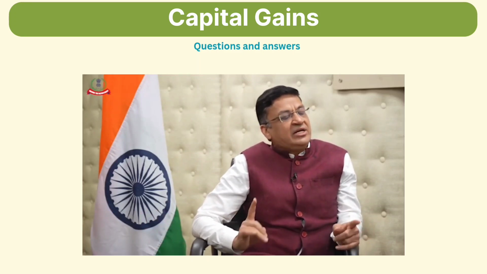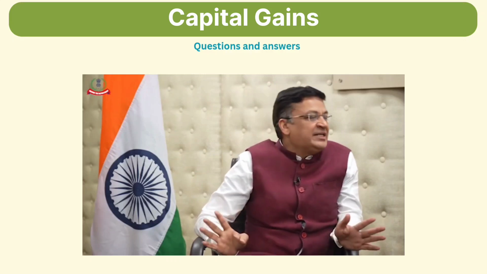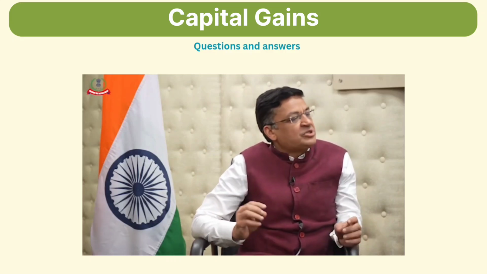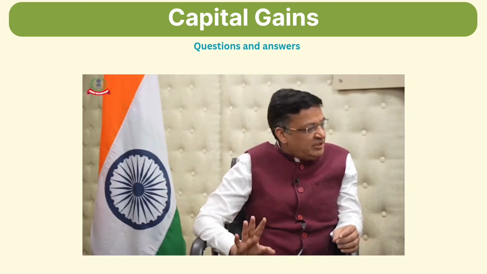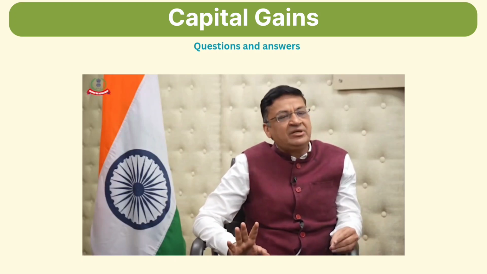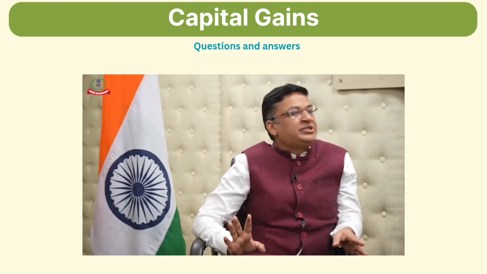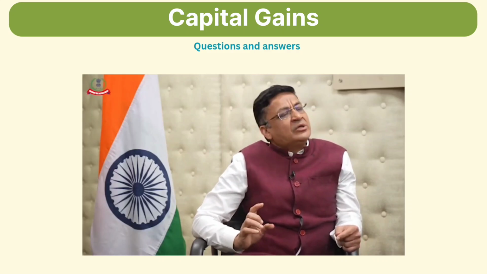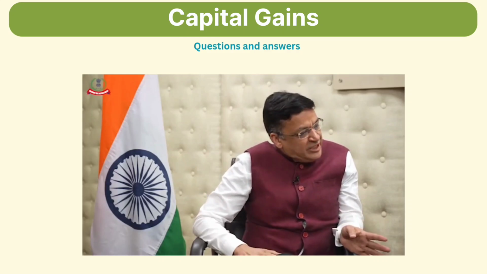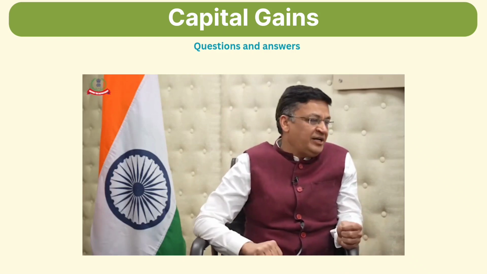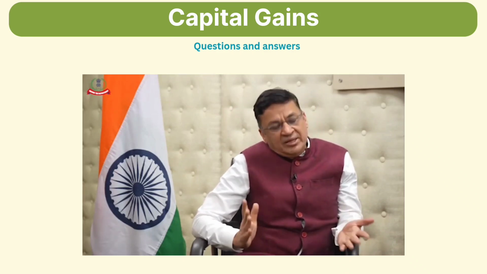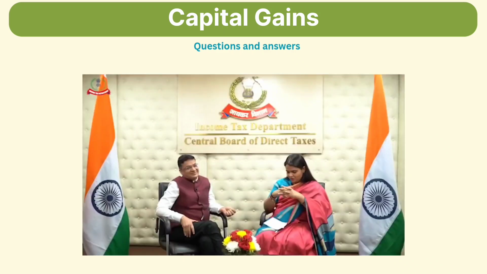So, now there is only one rate for all asset classes, whether it is gold or shares or land or building: 12.5% for long term and 20% for short term capital gain. So, there is absolutely no change in the new Act. We have just followed what was there in the earlier Act and we have not changed anything.